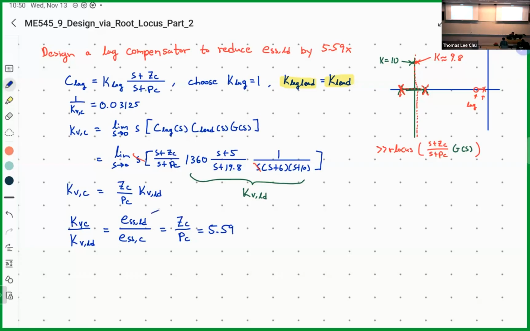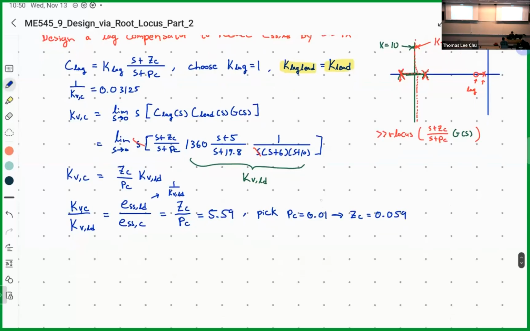The reason why these are flipped is because ESS lead is going to be 1 over KV lead. So this is the ratio of our zero to pole for our lag system. If I pick PC equal to 0.01, then I have to use ZC equal to 0.0559. I could also pick 0.1 and I get 0.559 as well, and that's also okay.